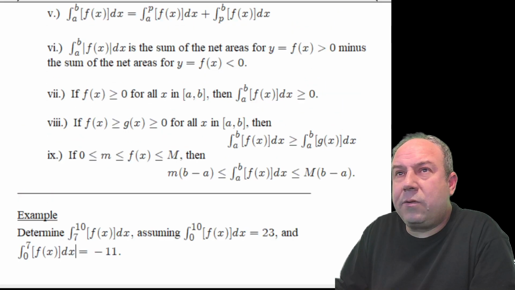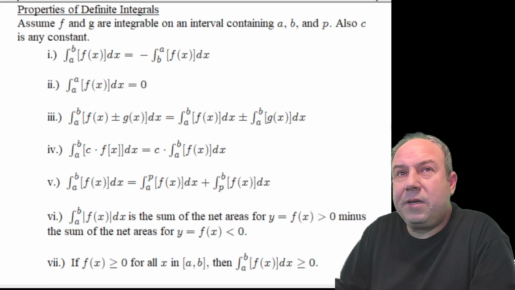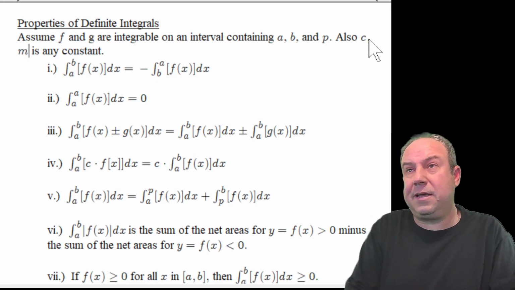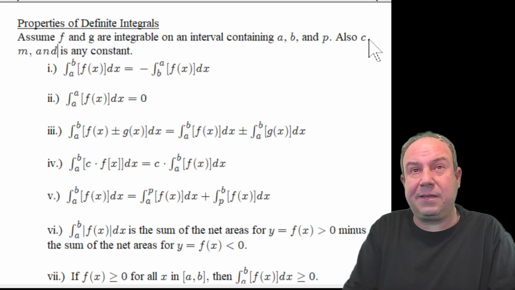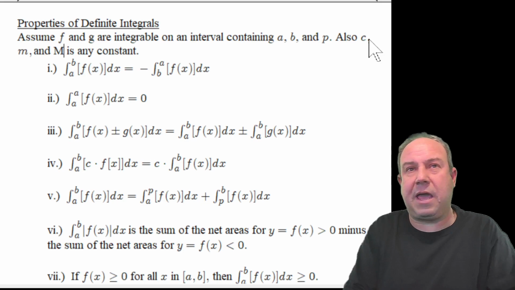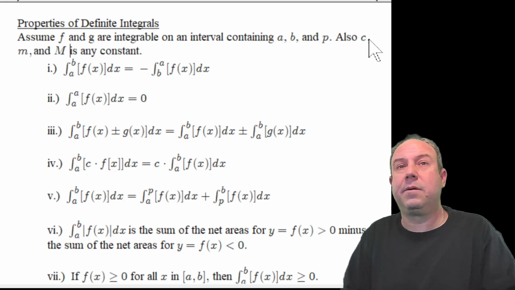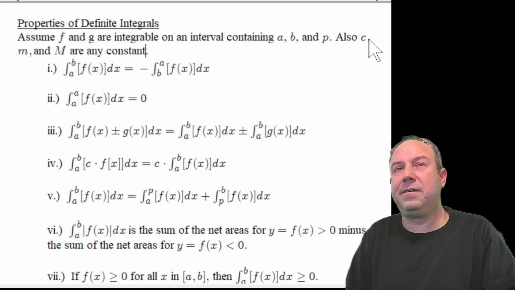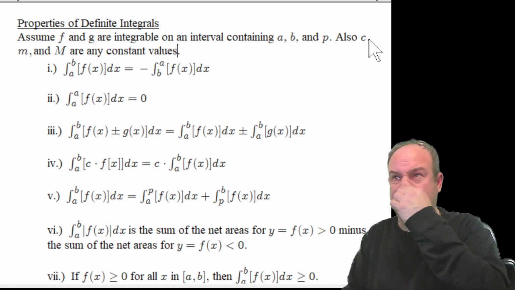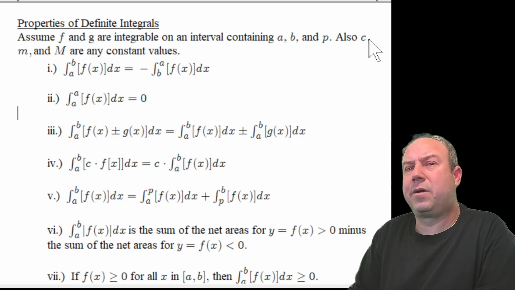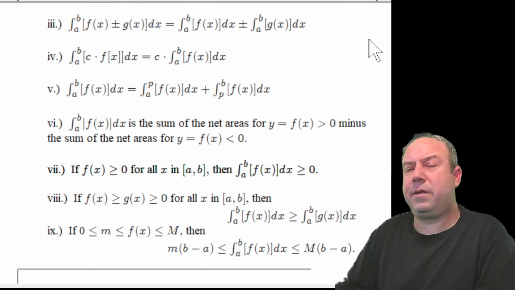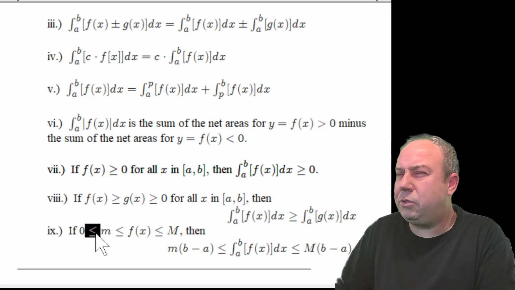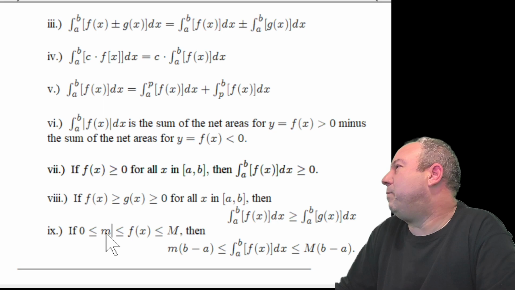Let's see here. One quick thing I want to do is go back here. Not only do I want to say also c, little m, and cap M are any constant values. Let's say it that way. And all of these being greater than or equal to, yeah, we can be safe with saying that, 0.